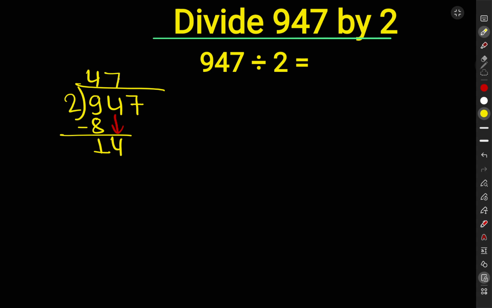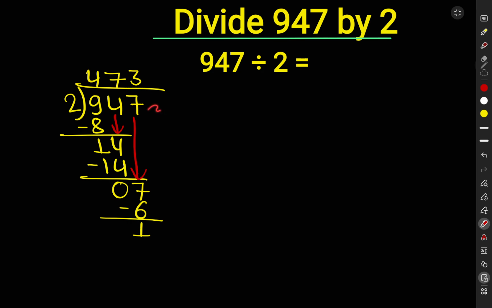So 2 times 7 is 14. On subtracting we get 0. So again we put down this 7 and 2 times 3 is 6. On subtracting we get 1.